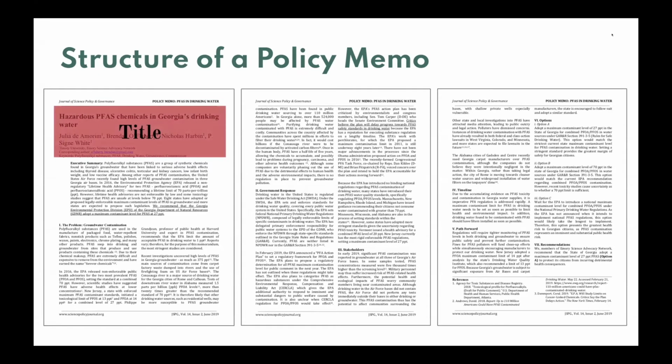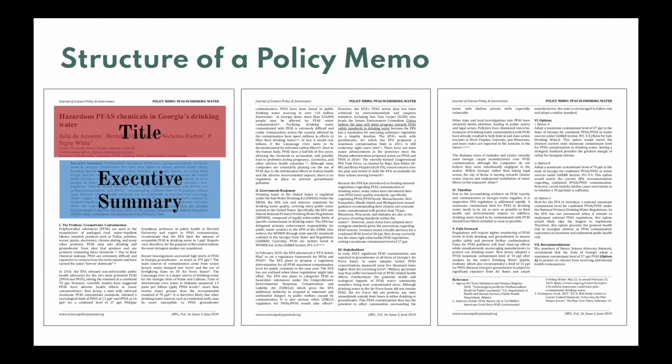As you can see, it has the title, where it's being published in the Journal of Science Policy and Governance, and the authors and their backgrounds. Then we have the executive summary. As you can see, it's about a paragraph. They have underlined their last sentence, which shows their recommended policy actions.